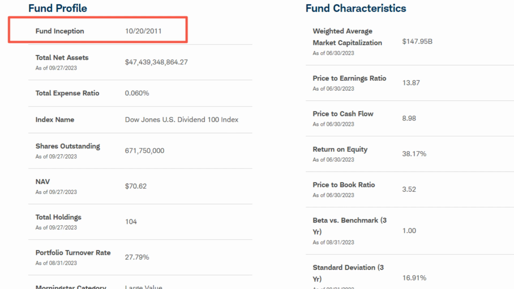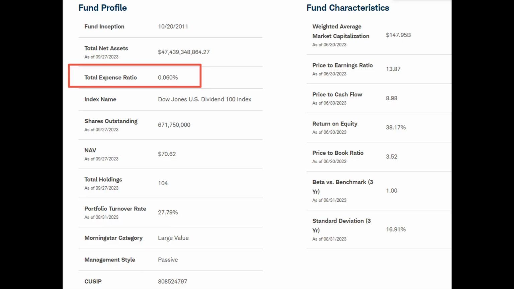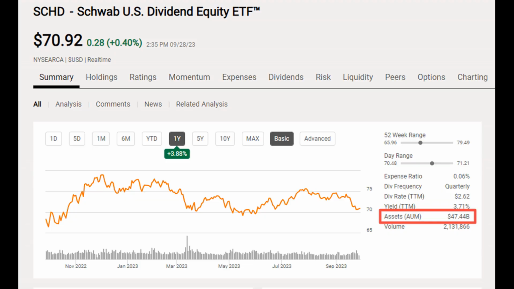The Schwab US Dividend Equity ETF, or SCHD, is an ETF managed by Charles Schwab and was created in 2011. For those that are new to investing, ETFs are basically a basket of companies following a certain strategy and methodology. SCHD has a very low expense ratio of 0.06%, which means that if you invest $10,000 in it, you will only get charged $6 per year, which is great. It is one of the bigger ETFs out there with $47 billion of assets under management. Alright, these are all things you probably know already or can easily check. Let's move to the meat of the video.